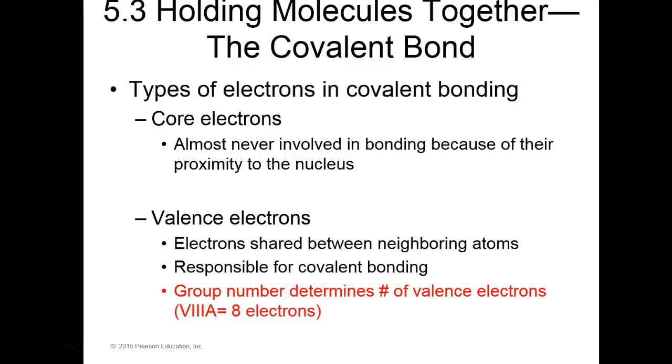There are a couple of types of electrons in covalent bonding. You have the core electrons. These are almost never involved in bonding because of how close they are to the nucleus. Then we have those valence electrons that we talked about before. These are the electrons that are shared between the neighboring atoms, and they're responsible for covalent bonding. Just a little reminder, the group number pertains to the number of valence electrons. For example, group 8 has 8 electrons.